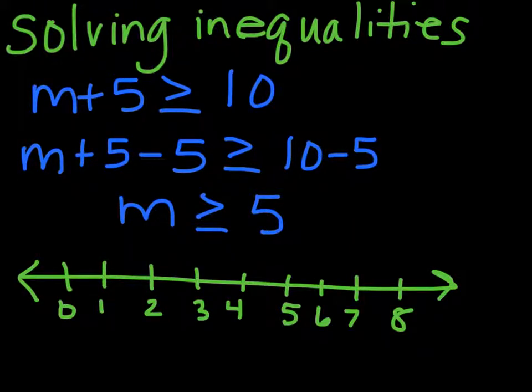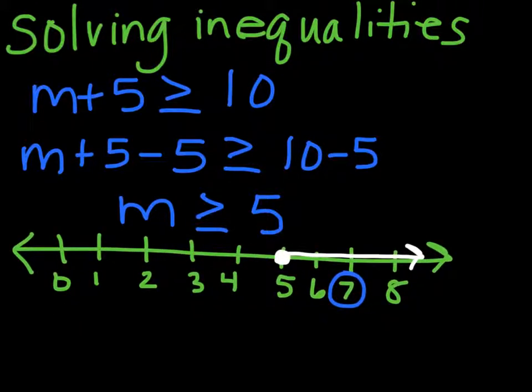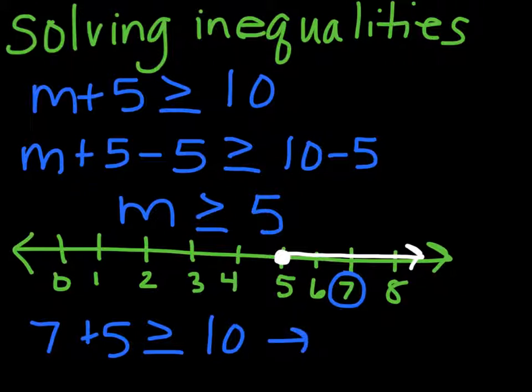I've drawn a graph here so that we can graph m being equal to or greater than 5. To check our work, we'll simply choose any number that falls in our set and replace it in our original inequality. So for example, let's choose the number 7. Now we'll substitute 7 into our original inequality. m would be 7 plus 5 is greater than or equal to 10. Well, when we simplify this, we get an answer of 12 being greater than or equal to 10. 12 is definitely greater than 10, so it works.